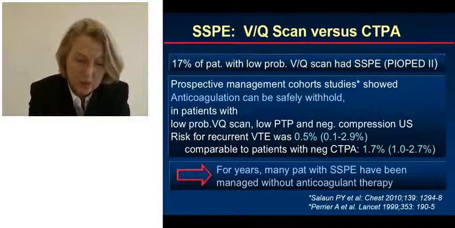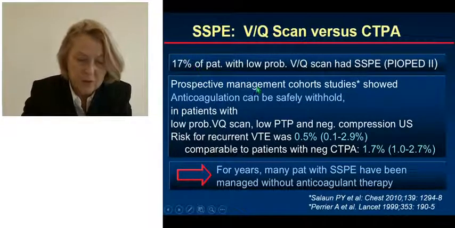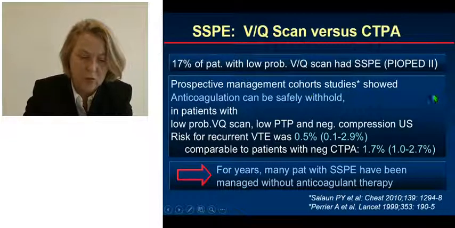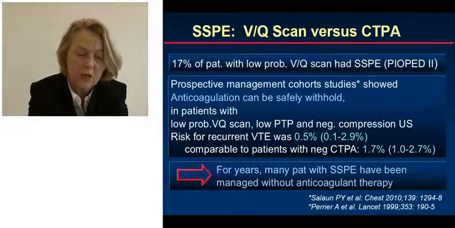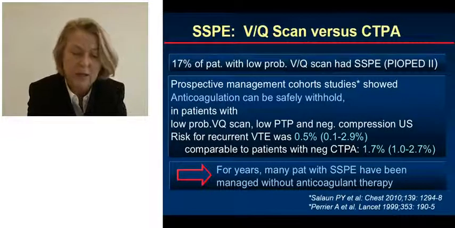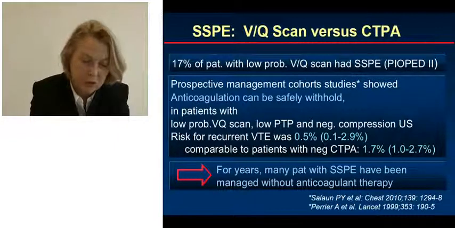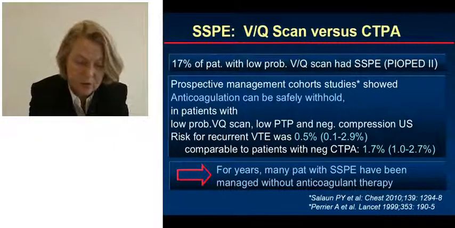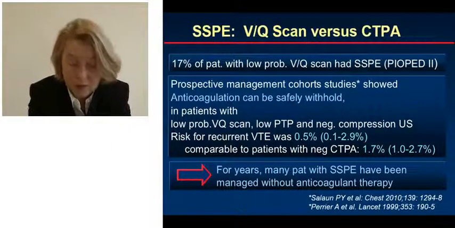What about VQ scans? There has been this statement that prospective management cohort studies showed that anticoagulation can be safely withheld in patients with a low probability VQ scan, a low number of zero markers, and negative compression ultrasound of the leg veins. And this particular patient group had a risk for recurrent thromboembolism of about 0.5%, with a range stated here, and this was comparable to the patients with a negative CTPA.